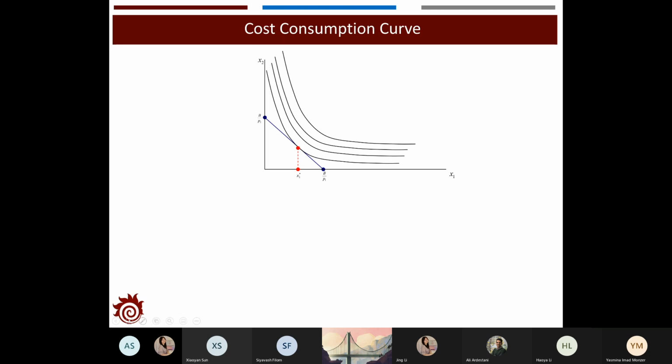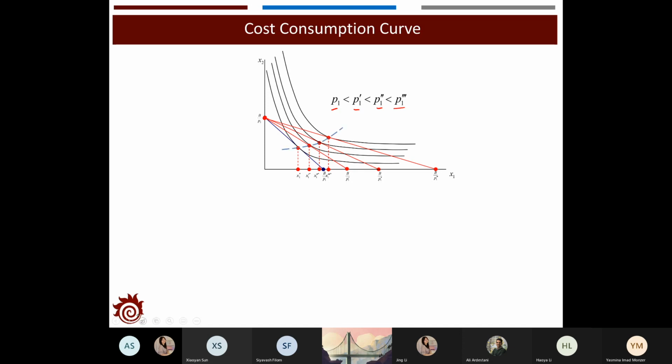Now let's see how we can determine the cost consumption curve. We're going to start with the budget constraint and the iso-utility curves. By changing the price, you can find the different optimal values with respect to the iso-utility curve. With different prices you set for product 1, so we have P1 smaller than P1 prime, P1 double prime, and P1 triple prime, and it has 4 different values: X1 star, X1 star prime, X1 star double prime, X1 star triple prime.